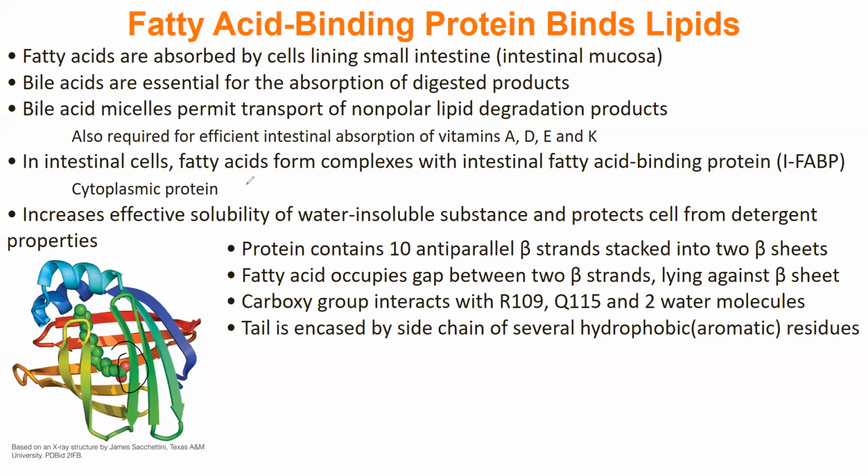Once you're in the cytoplasm and you bind to this intestinal fatty acid binding protein, this is what that picture is showing here. So that protein right here is IFABP. And you can see this is like a little sandwich almost. You have 10 beta strands forming a little cage because they're stacked on each other. And inside, the tail is interacting with the beta strands and some alpha helix. And the head group is interacting with arginine and glutamine and water molecules. So this protein has been designed to work with fatty acids, both the nonpolar part and the polar part.